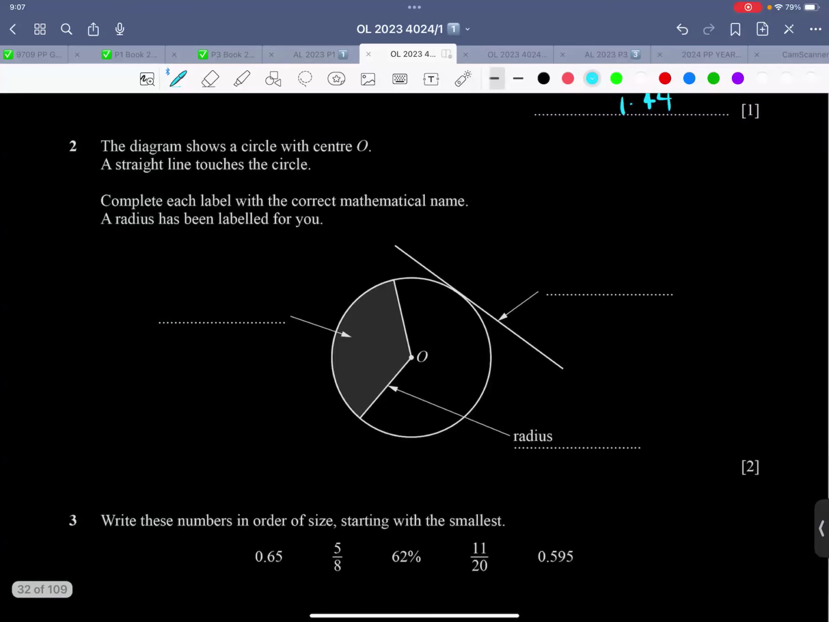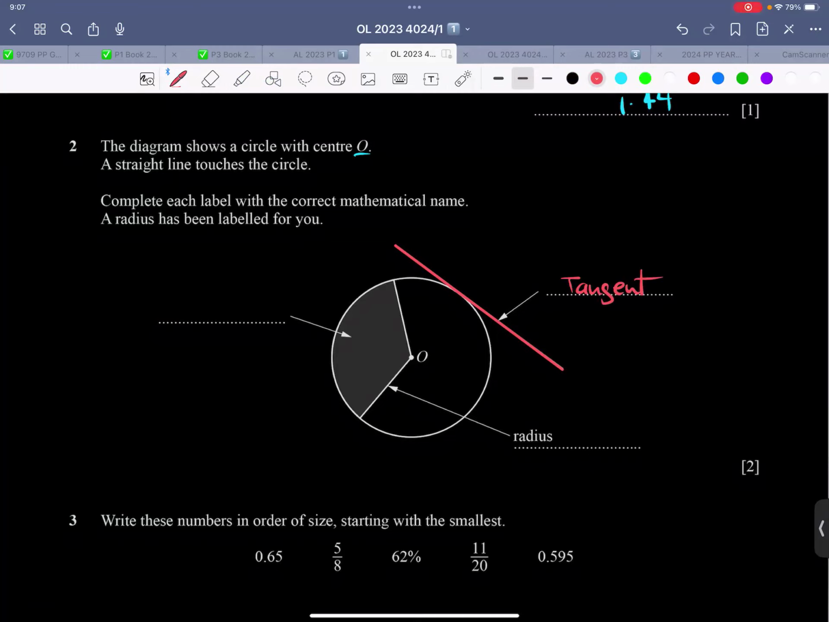Question number 2. The diagram shows the circle with center O. A straight line touches the circle. So what we see is a straight line. And let me grab a marker over here. A straight line touches the circle. That is this line. So now this line is a tangent because it touches the circle at one point.